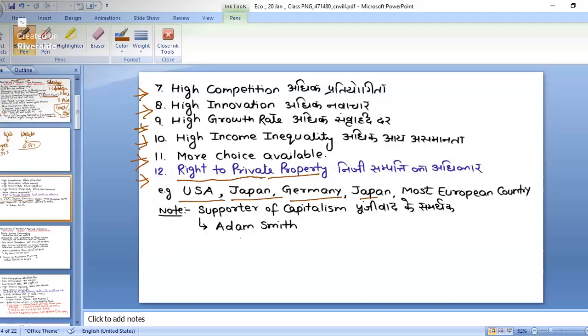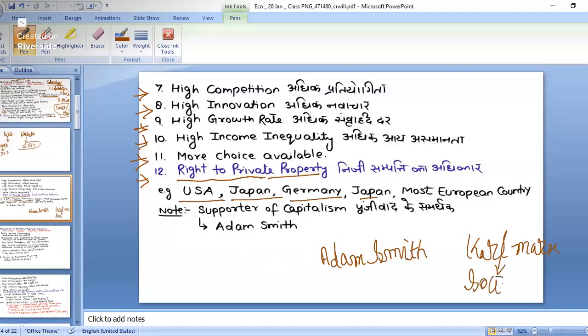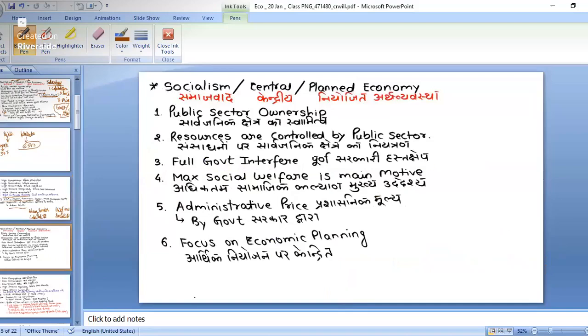If you remember Adam Smith, while studying the introductory part, we saw about Adam Smith and Karl Marx. Karl Marx is what? He is the socialist. And Adam Smith is what? He is the capitalist, a supporter of capitalism. Adam Smith is the father of economics. Okay, remember. Then socialism and the centrally planned economy.